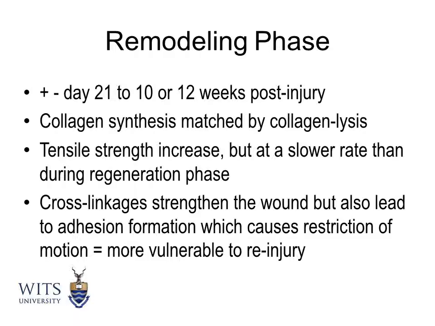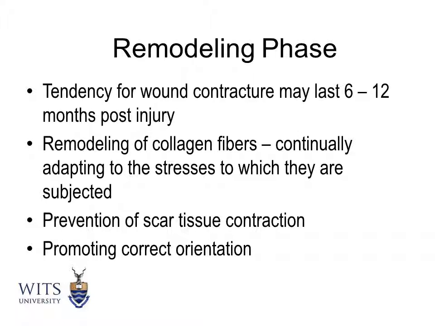The collagen synthesis is matched by collagen lysis in this phase as well. But as the tensile strength increases, it increases at a slower rate than during the regeneration phase. So you almost approach a plateau in the increase in tensile strength. The cross linkages strengthen the wound but also lead to adhesion formation, which causes restriction of motion and makes it more vulnerable to re-injury. So during the remodeling phase, there's a tendency for wound contracture, and it may last 6 to 12 months post-injury.